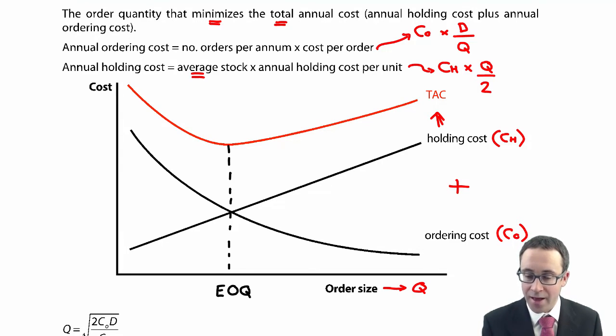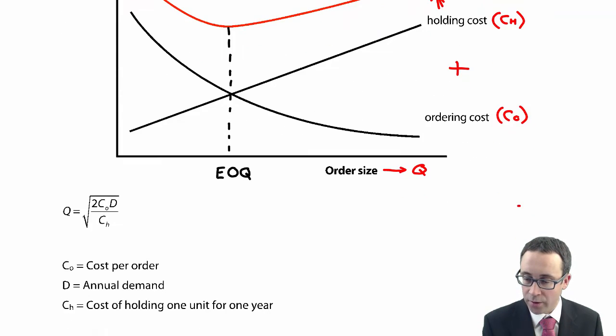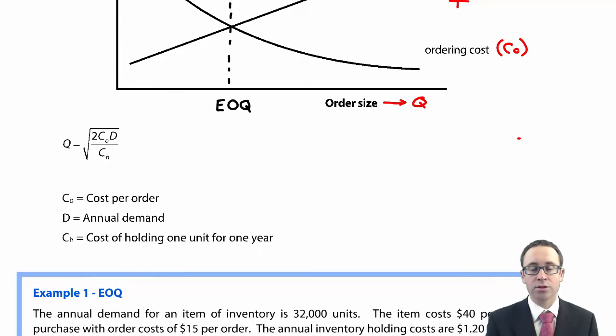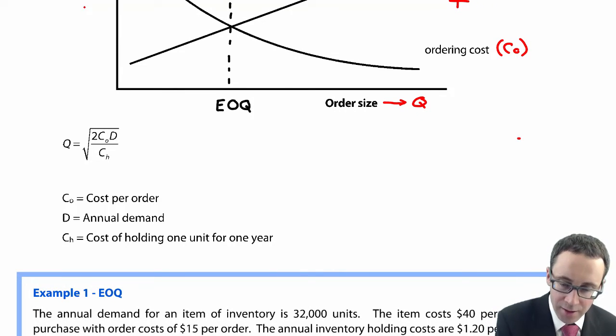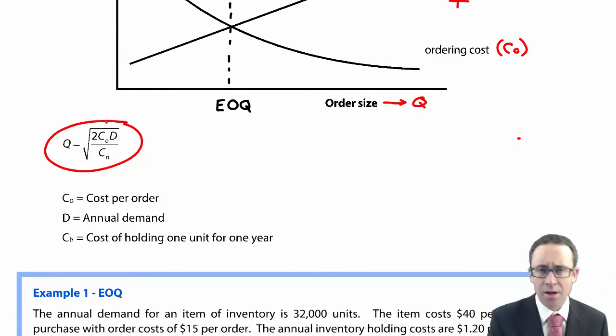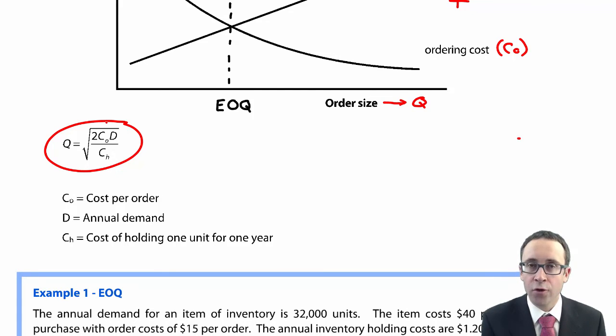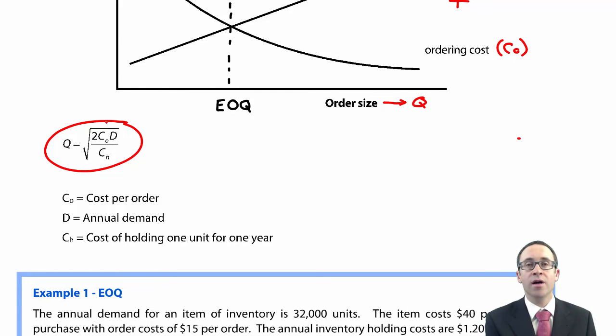Okay, what we need to be able to do is calculate that economic order quantity that minimizes the cost of holding the goods and the ordering costs. And what you have there is a formula. It's great because there's no need to derive the formula, and no need to remember it, because it is given to you within the exam. You just need to apply it.